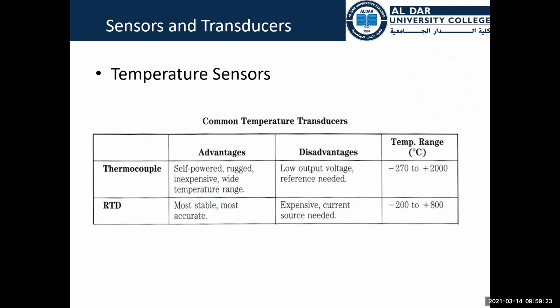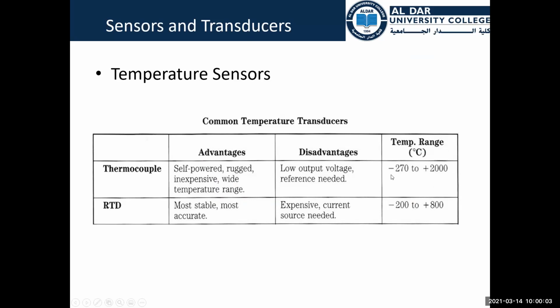Okay, that's enough for the Wheatstone bridge, and then we move to the temperature sensors. This is the last part of the lecture. For the temperature sensors, you have two common sensors here, the thermocouple and the RTD. The advantage of the thermocouple is that it is self-powered and inexpensive, and it can measure a wide range of temperature values. The disadvantage is that it has low output voltage and it needs some reference. I will tell you about the reference in the upcoming slides.